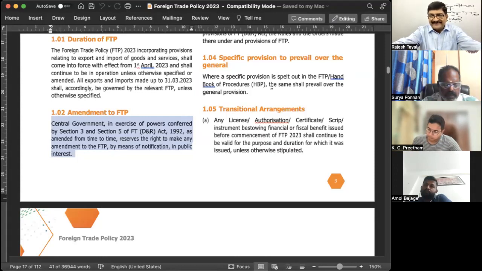CBIC will not do anything. CBIC has no role in the foreign trade policy. CBIC is responsible for implementation of the provisions of the Customs Act. In foreign trade policy, CBIC's role is 0. So only the central government has the exclusive right to amend. Amendment shall be by way of notification in the official gazette. And number 3, every amendment has to be in the public interest. Noted?